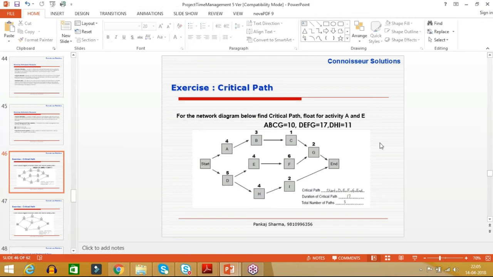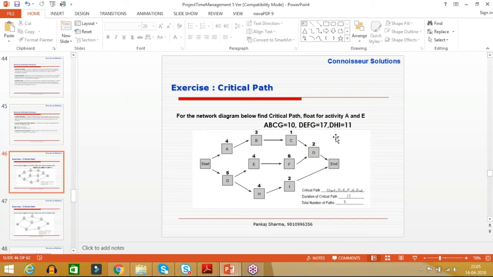Out of these paths, which path should determine the duration of the project? Should it be the shortest or the longest? Longest. Why longest? Because the project scope involves completion of all these activities. If I take the longest path, all the activities will be done within that time frame. Do you agree or not? Yes.